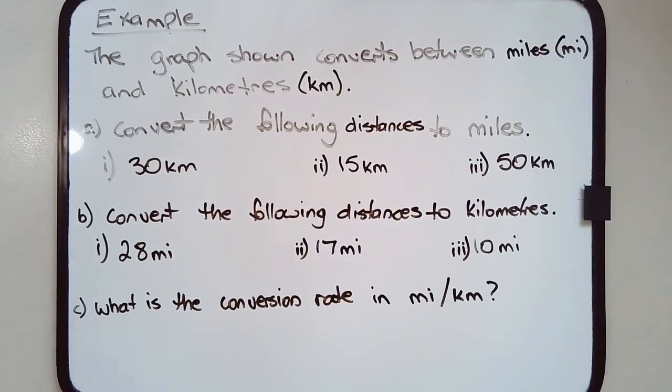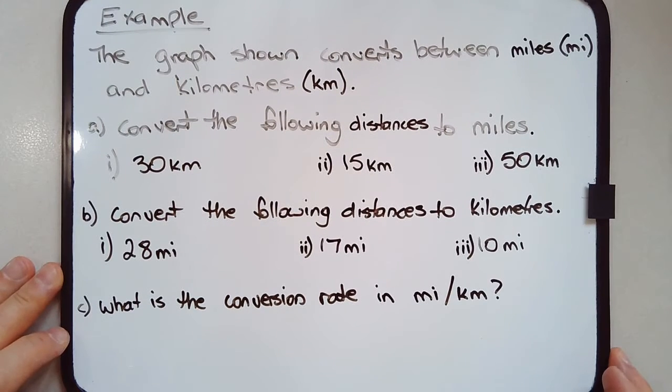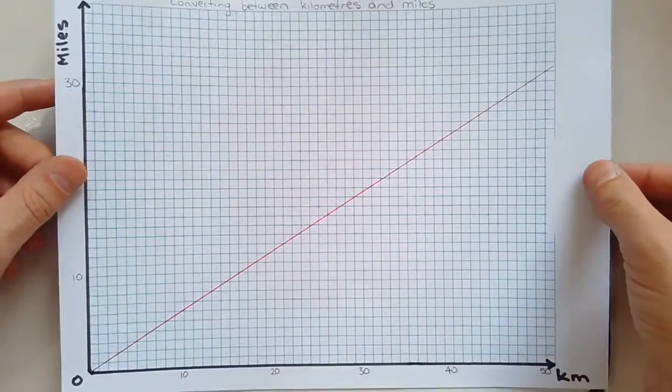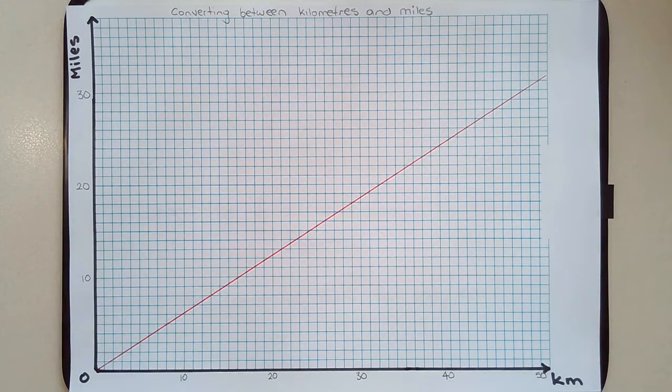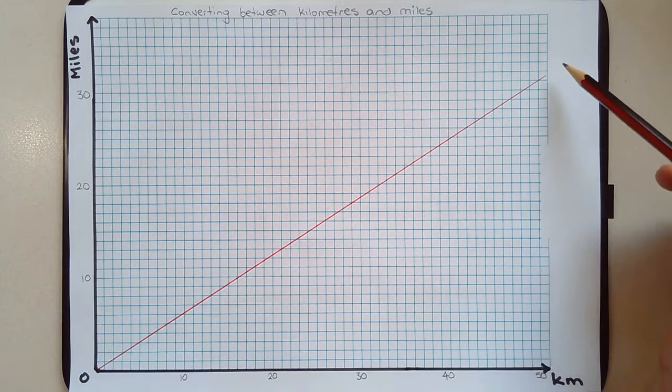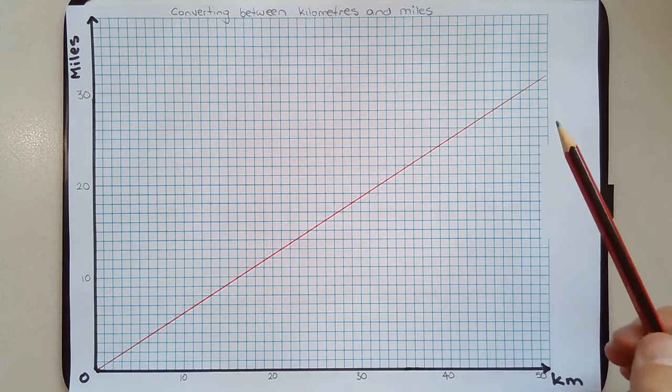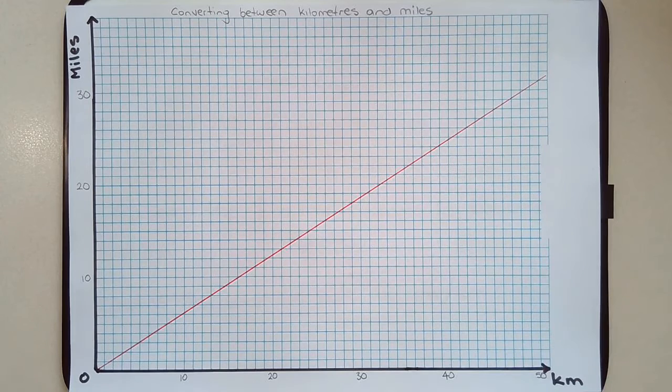I've actually drawn a graph to assist with this example. Actually, you're going to need it to be able to answer this one. So the graph shown converts between miles and kilometers. So this is the graph. We have miles here on the y-axis, kilometers on the x-axis, and our conversion line, this red line here, is what's going to be used to help convert between one unit or another.